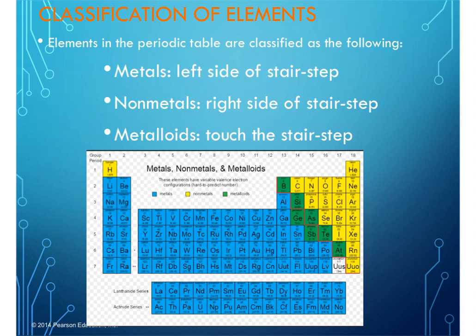All right, so you may well be familiar with the stair step in the periodic table, and the stair step divides the metals from the nonmetals. The metals are to the left of the stair step, and nonmetals are to the right of the stair step. There are 7 metalloids that actually touch the stair step, and we'll talk about properties of each of these.